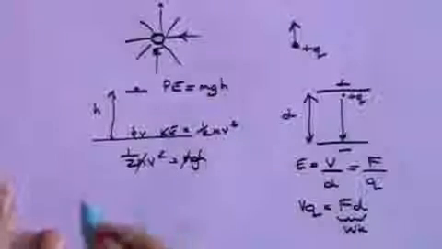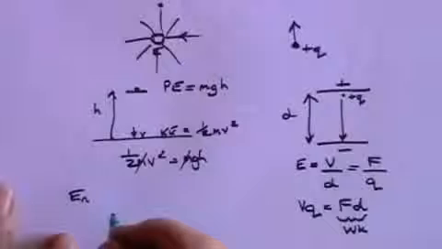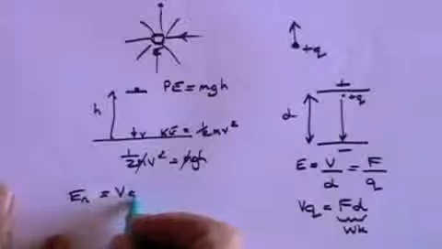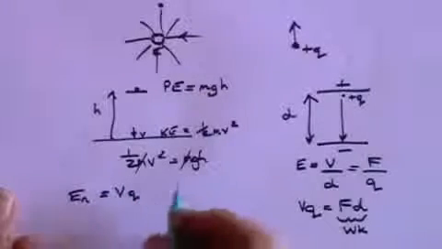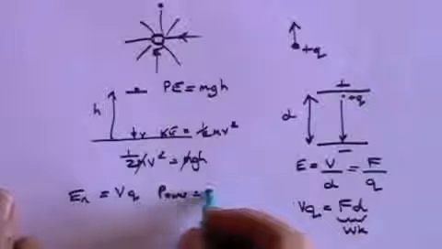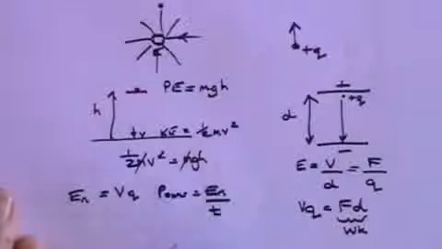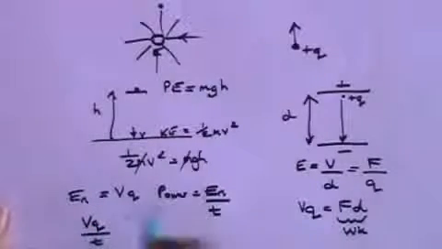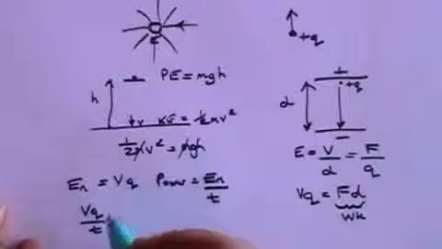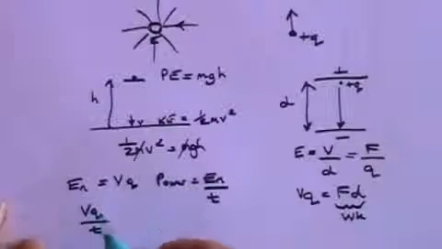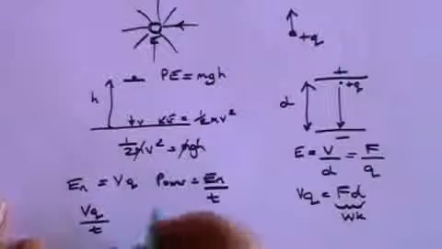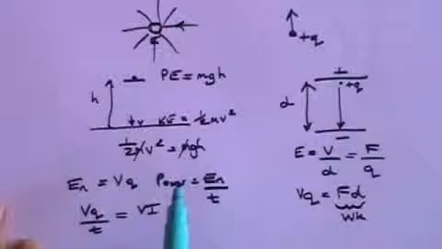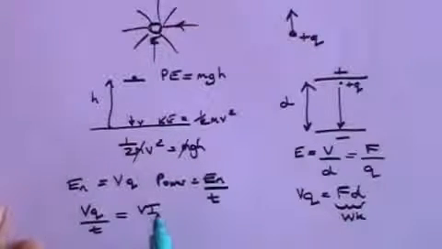And to take that a little bit further, if we say that energy, I'm going to call that En to distinguish it from the field, is equal to Vq, then power equals energy divided by time. And that means Vq divided by t. But what is q over t? The amount of charge moved in a particular time is current. And that equals VI. And that's why the power in an electric circuit is equal to the voltage times the current.